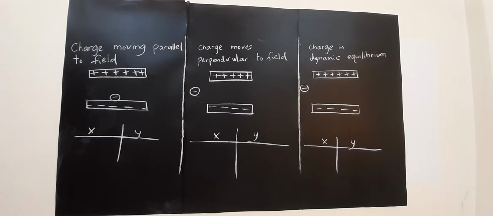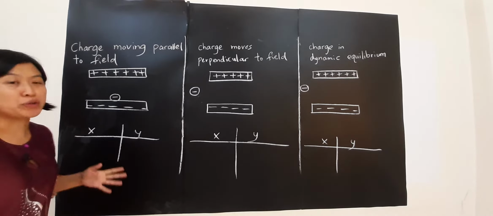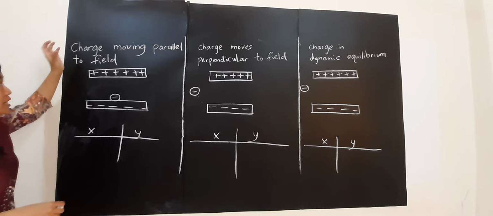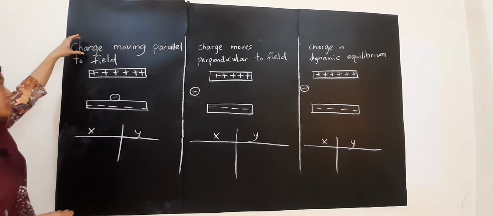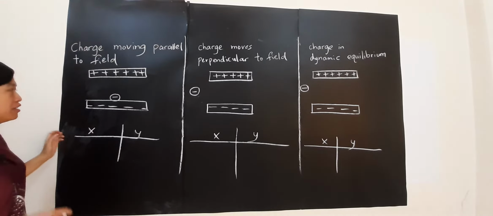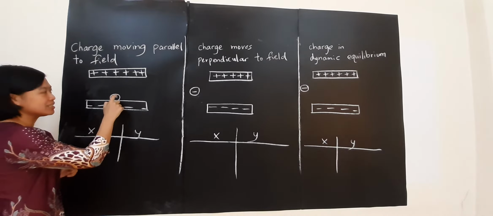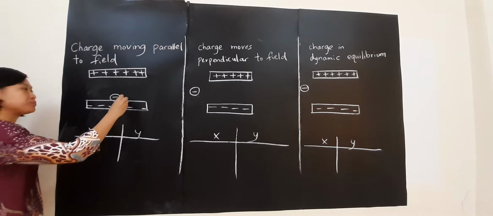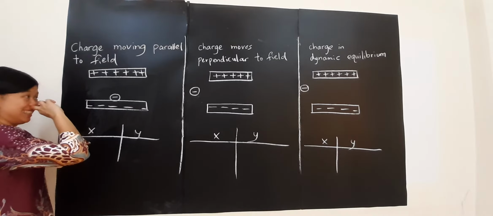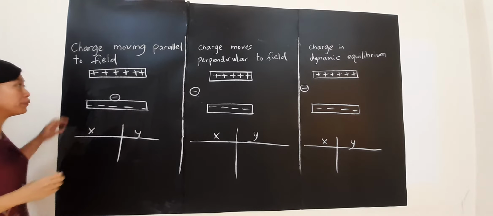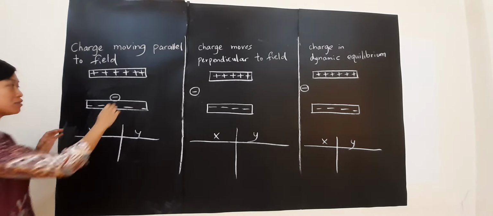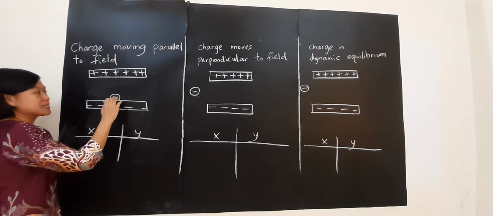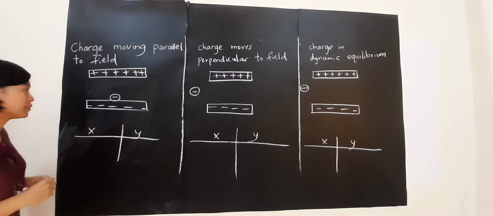For this video, I will tell you how to differentiate these three cases. The first case that I want to discuss is when you are given a charge moving parallel to the field. For example, initially this charge is here. Since the charge is in between the plates, we can say the charge is actually in the electric field.